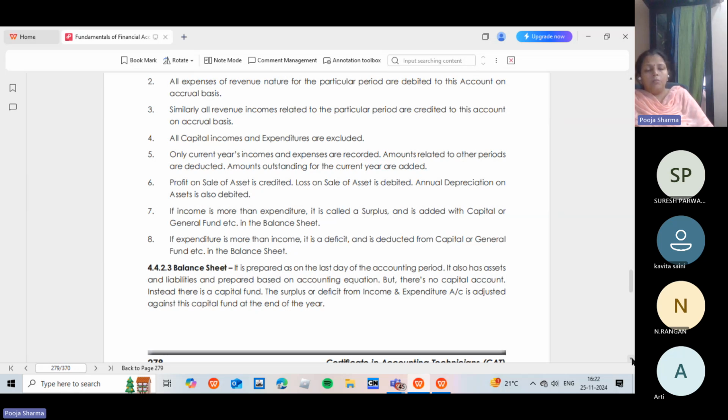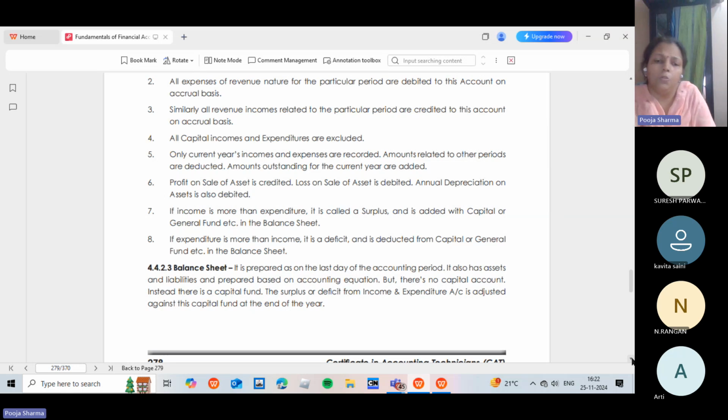But there is some specific restriction on the income and expenditure account. Only the items related to the current year period or of revenue nature should be included in it. It is a nominal account, so only short-term period items should be included. It follows the accrual basis of accounting.